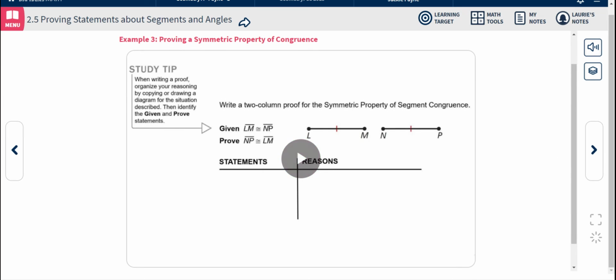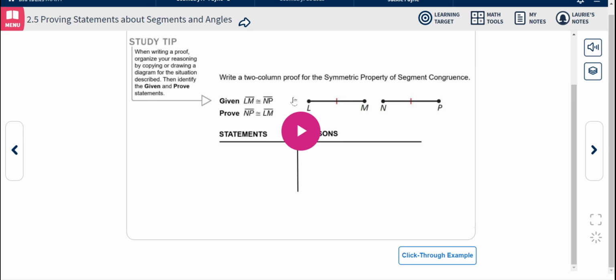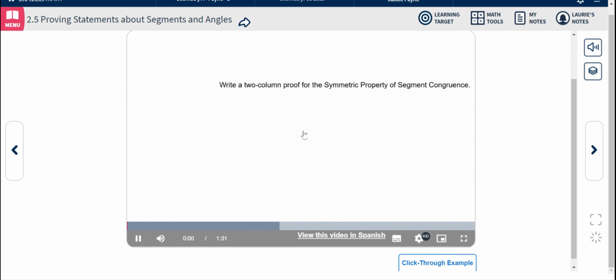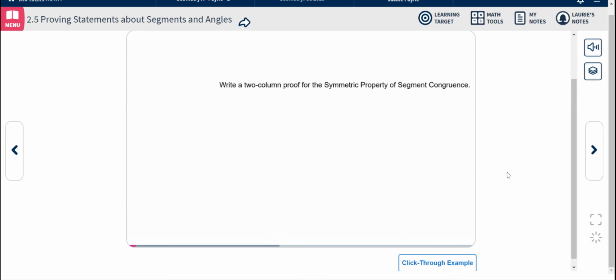This is in your notes, so find where it is, and you can copy it down or pause as much as you need. But when writing a proof, organize your reasoning by copying or drawing a diagram for the situation described. So if you don't get it, get the picture, draw it. Otherwise, you should always just start with a little T chart, put statements and reasons, and let's go. Write a two-column proof for the symmetric property of segment congruence.